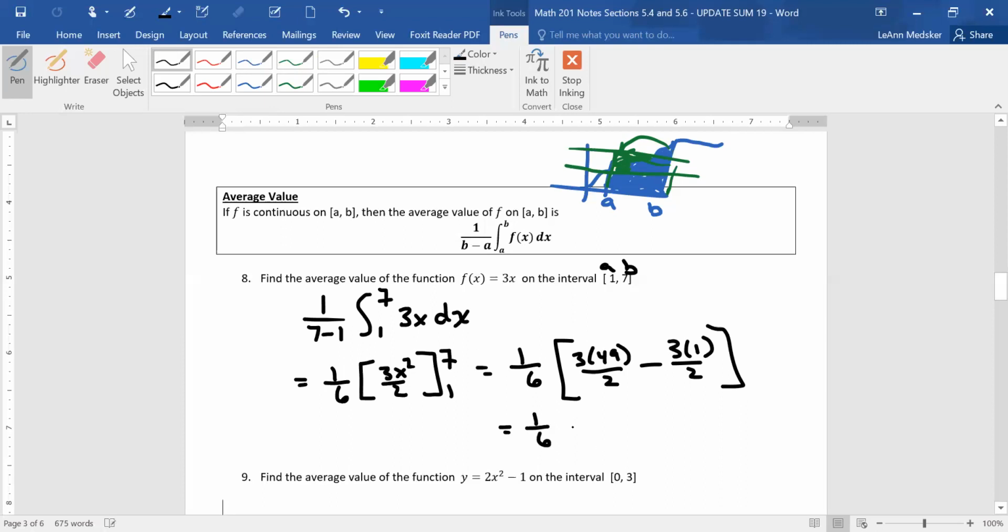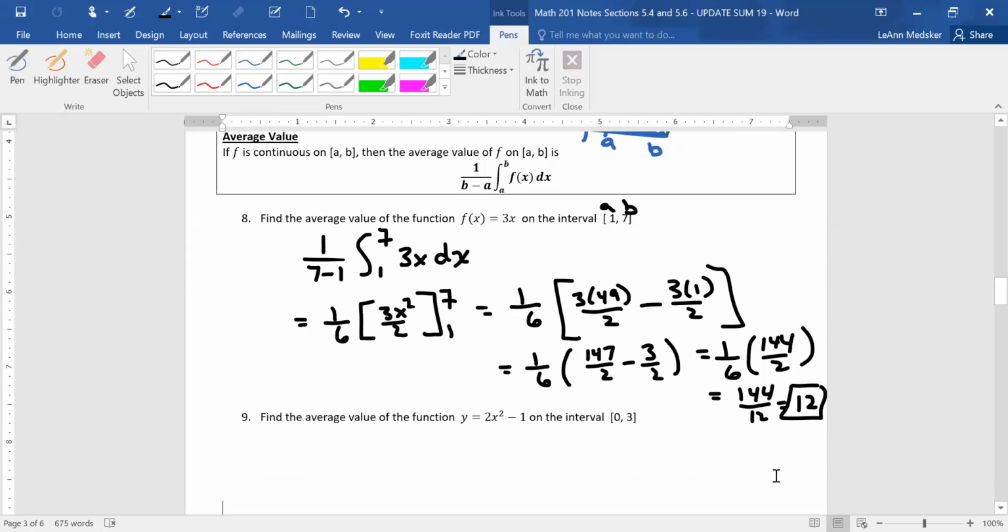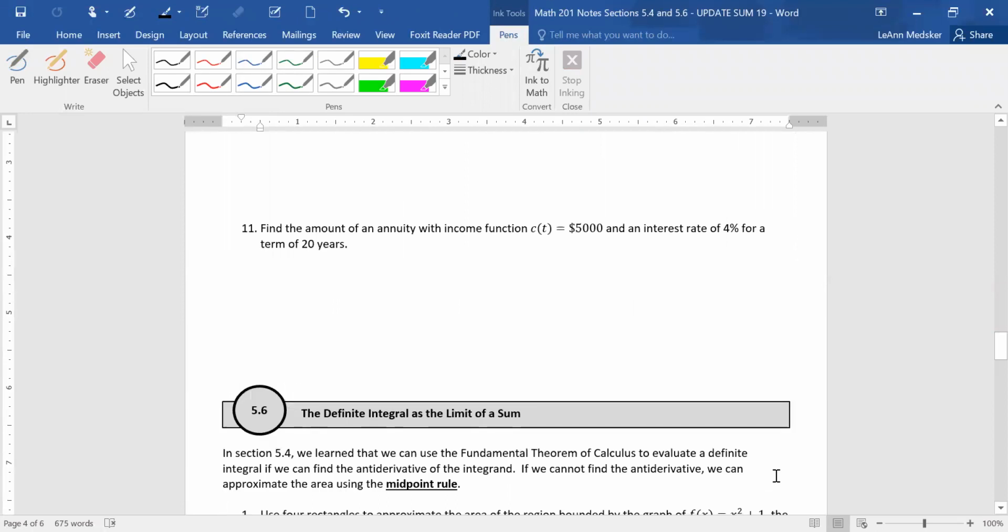3 times 49 is 147. This is just 3 over 2. If we subtract, we get 144 over 2. So you could go ahead and do that. That's 144 over 12 by multiplying, which is 12. So that average value height is 12 for the function. Okay, and then that leads us to just one last section.